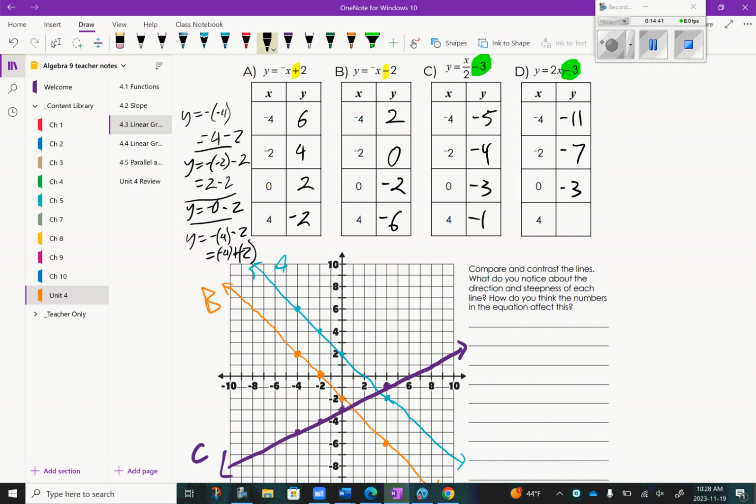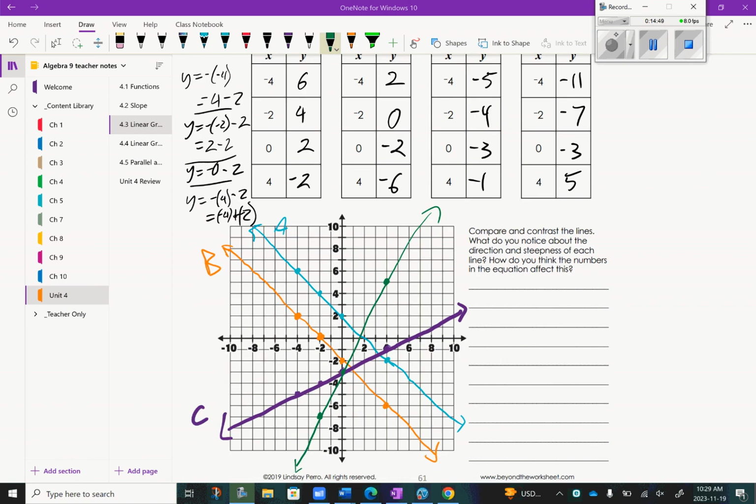And then substitute 4 in place of x. 2 times 4 is 8. 8 minus 3 is 5. So let's plot these points. Well, that first one is not on the grid. So at negative 4 and negative 11, it's down below where the grid stops. But we can definitely put in -2, -7 here. 0, -3 is the same spot we had on the purple one. And then 4, 5 up here. So again, that's for graph D.